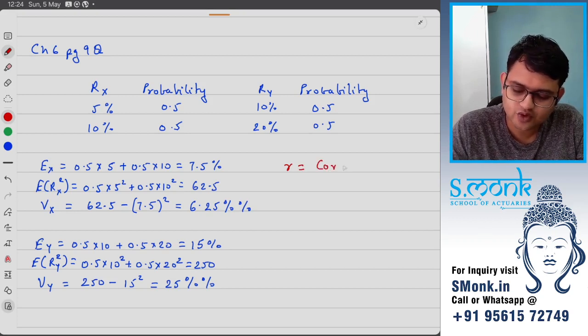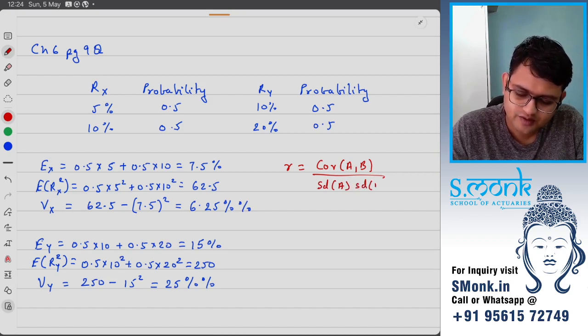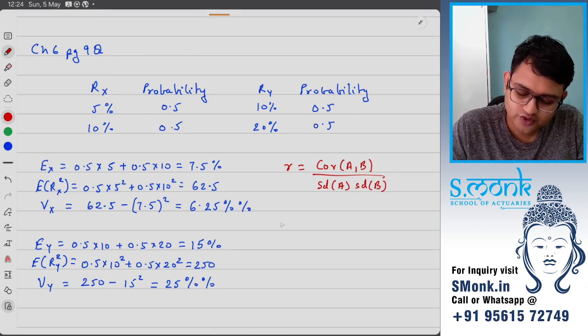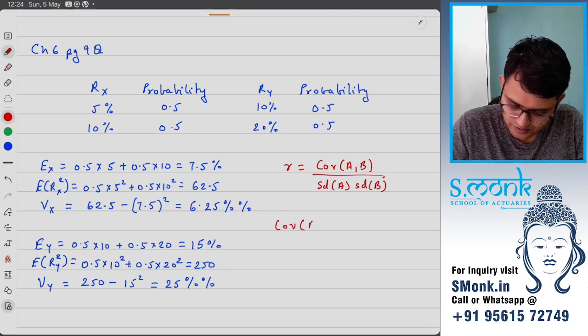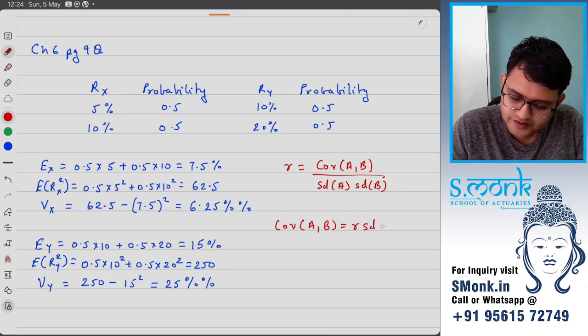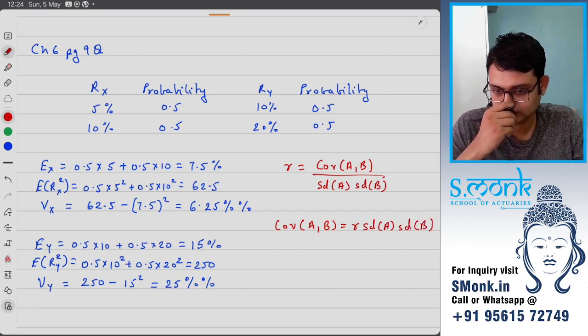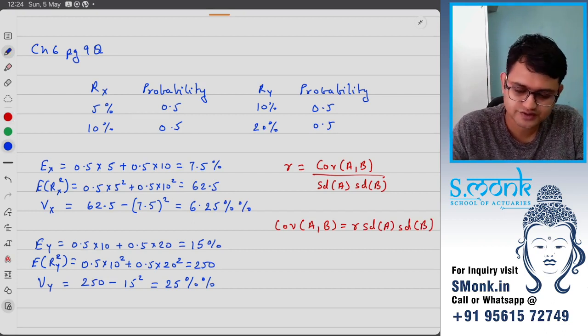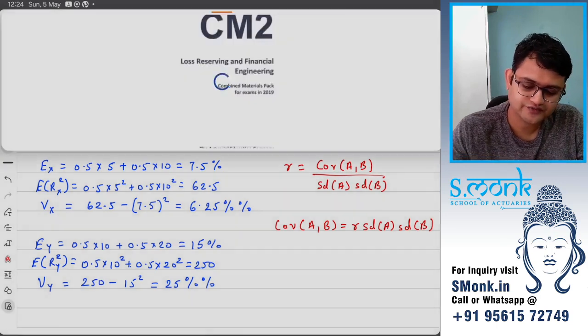It is nothing but the covariance between A and B upon standard deviation of A times standard deviation of B. This is what our correlation is going to be. So using correlation, we can easily find the covariance. Covariance of AB is just going to be R times standard deviation of A times standard deviation of B. So here they have given us correlation coefficients.